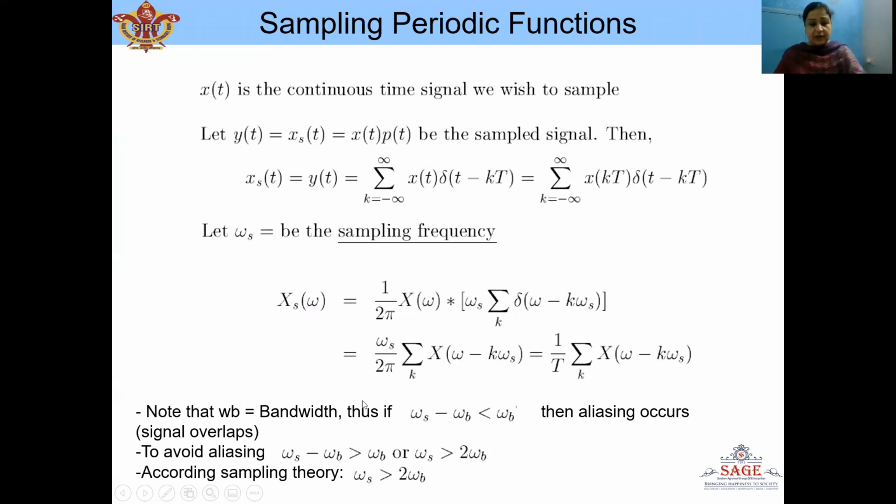Now here we can see that when we plot this spectrum Xs(omega), to avoid the overlapping of the neighboring spectrums, omega s should be greater than 2 omega b. So according to the sampling theorem, the sampling frequency should always be greater than 2 omega b, where omega b is the maximum frequency component of the message signal.